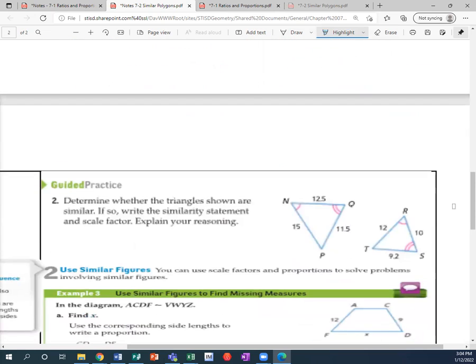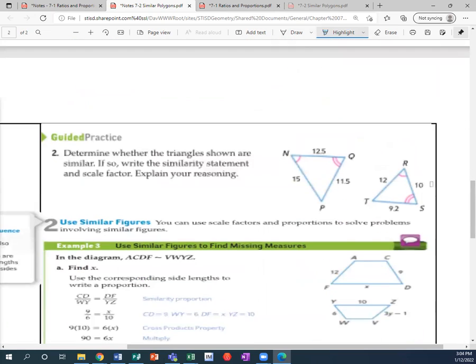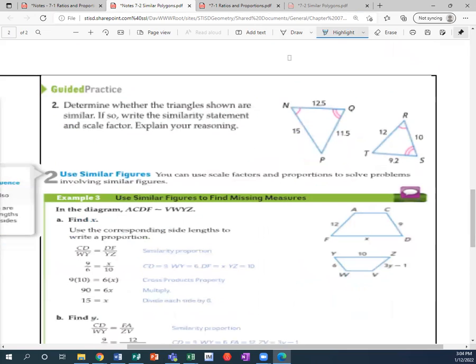Okay. Let's do a quick example. We're going to do guided practice number 2. We're going to determine whether these triangles are similar. And if they are, we're going to write that similarity statement, and we're going to write the scale factor. It's asking you to explain your reasoning, so we'll talk about that as we go.